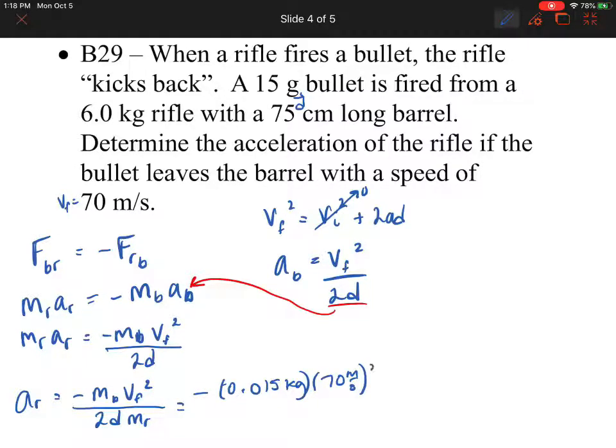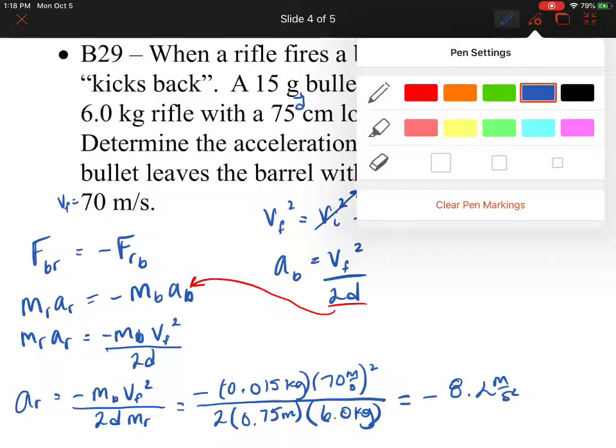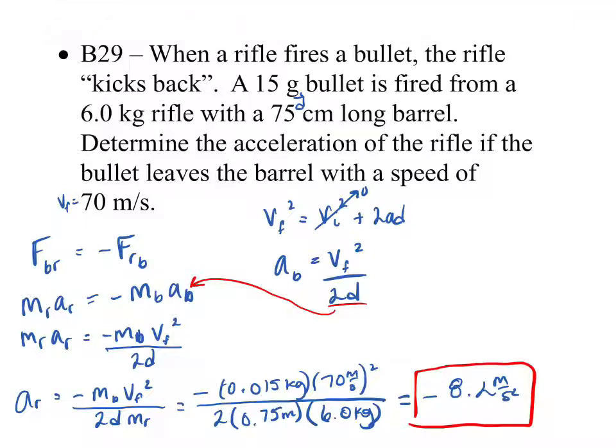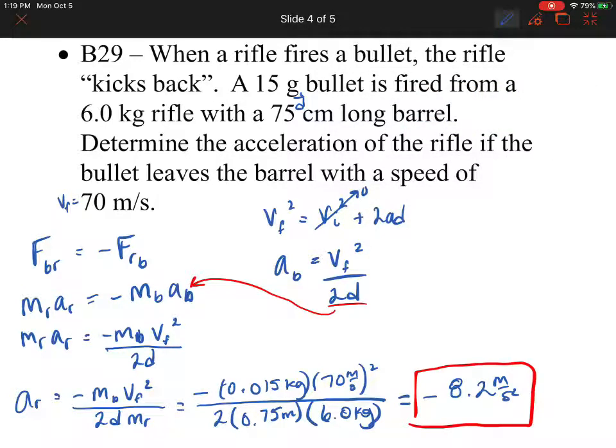My final velocity was 70 meters per second. Got to square that. Don't forget to square. 2 times my displacement, which was 75 centimeters, which again I need in meters, so that's 0.75 meters. And the mass of the rifle was given in kilograms, so I can just keep that as is, and I get an acceleration of negative 8.2 meters per second squared. It makes total sense that the acceleration here would be negative because the acceleration of the bullet, we're going to assume, is positive since it's going forwards, and the rifle is going backwards. Okay, so that's how you deal with recoil questions.